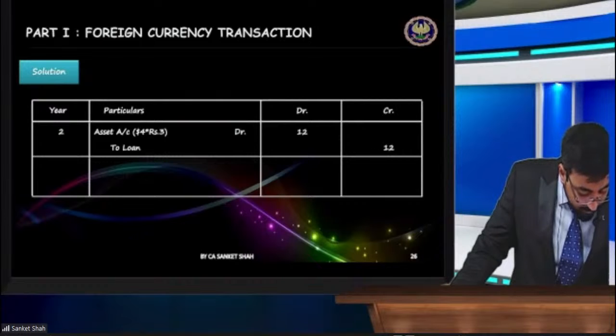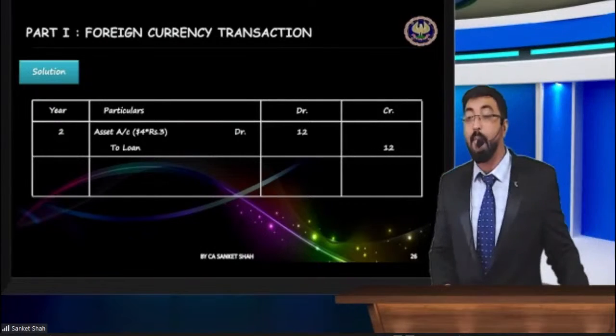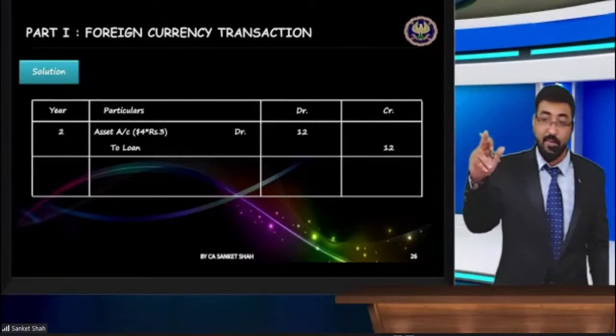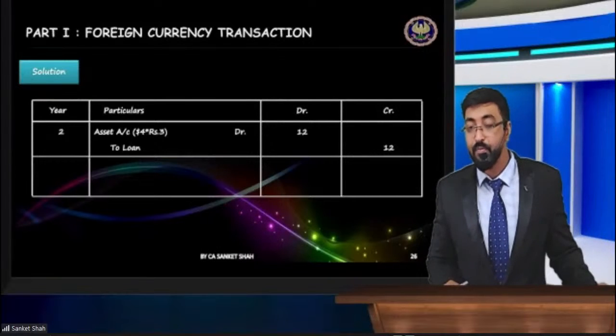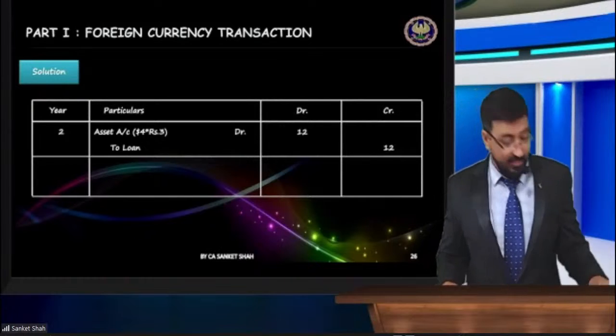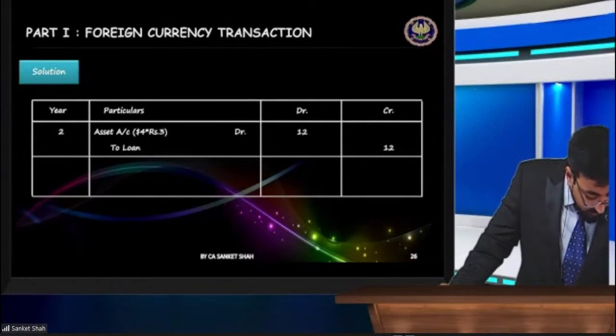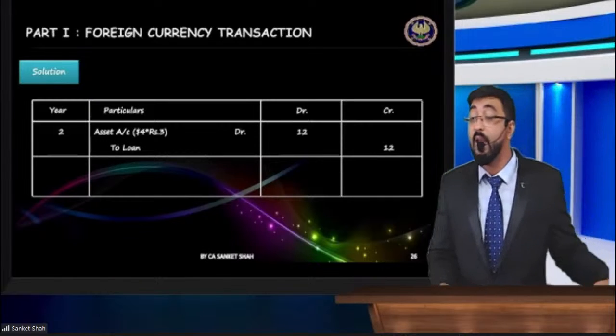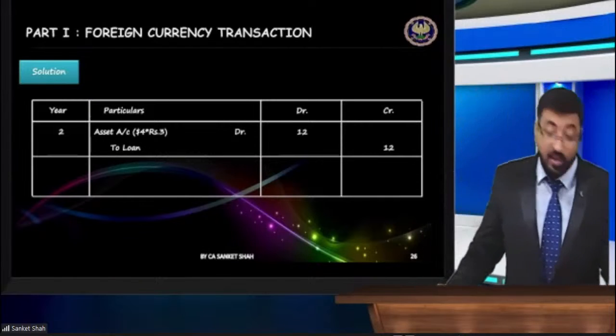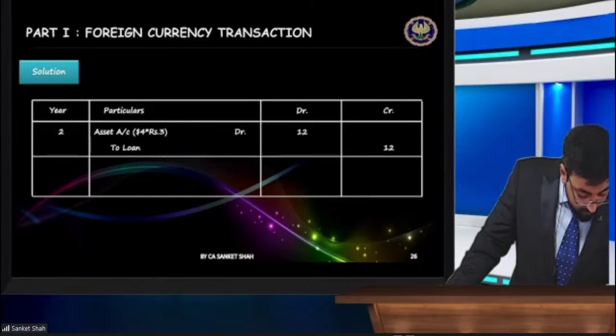Okay. Now tell me, what is the new amount of depreciation? I'm waiting for your answer. What is the new amount of depreciation? Yes, very good, Agresh. You answered it correctly. Asset account debit to loan, it is 12, and depreciation, Agresh answered correctly. Kirtana, yes, entries are same because here it is a loss.